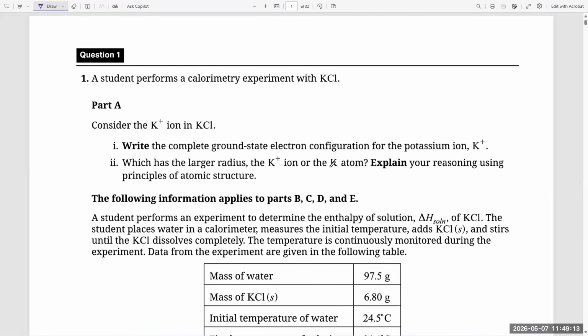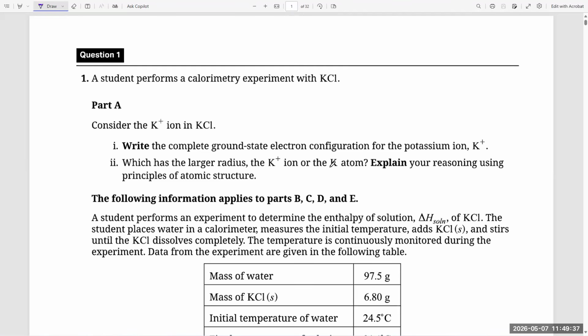Hey, welcome back, guys. It's been a while since I've done AP Chemistry stuff, but I just noticed the 2026 AP Chemistry FRQ exam was released today. So I was going to go over and solve these problems, and you guys could use it as a reference. All right, so let's get started.